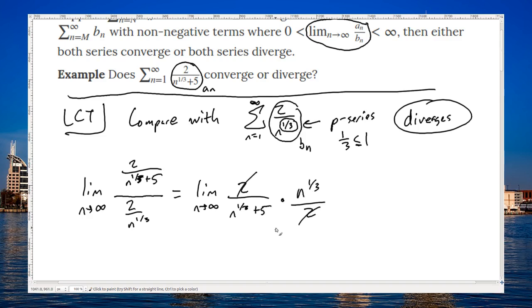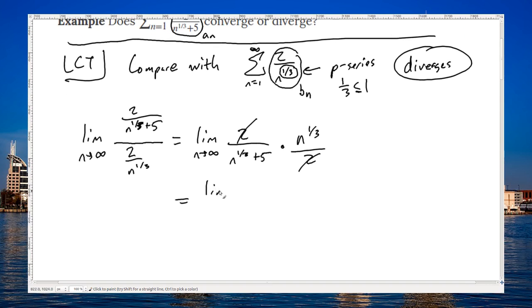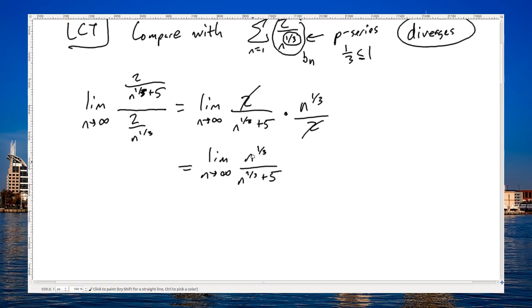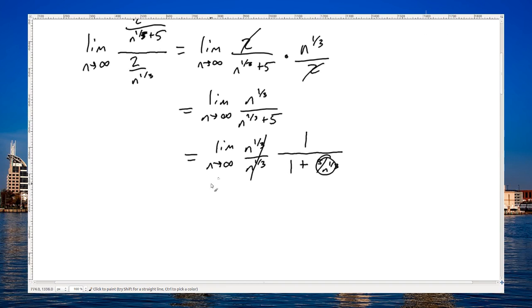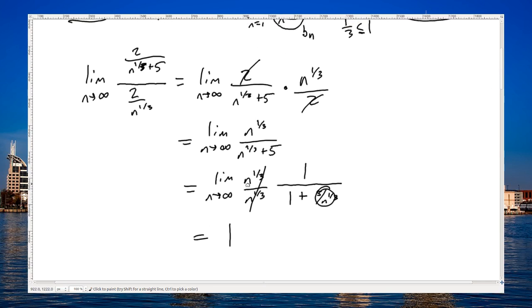We can cancel these 2's. So I'm taking the limit as n goes to infinity of n to the 1/3 over n to the 1/3 plus 5. And a simple way to evaluate that, if it's not obvious, is to factor out n to the 1/3 on the top and bottom. That leaves me with 1 over 1 plus 5 over n to the 1/3. And as n goes to infinity, that goes to 0, giving me a 1.